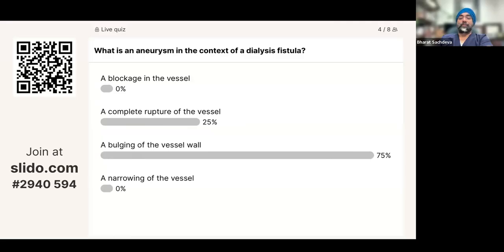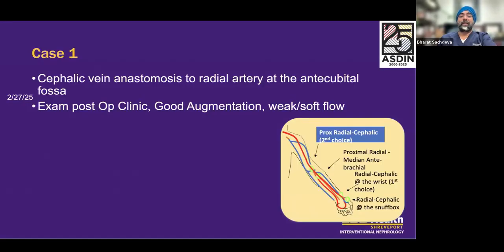Okay, so we've got a bulging of a vessel, we've got the complete rupture. So it can be a complete rupture of a vessel as well, but most of the fistula aneurysms are a bulging of the vessel wall, where the vessel wall becomes really weak and it starts expanding in size. At times, you can have a complete tear of the anterior wall of the fistula, and you can have a large swelling below the skin.